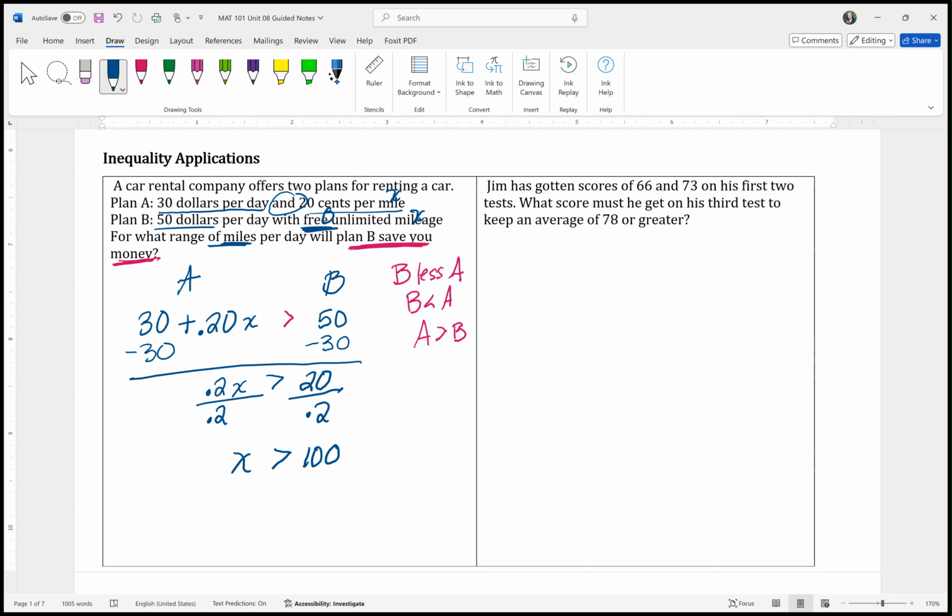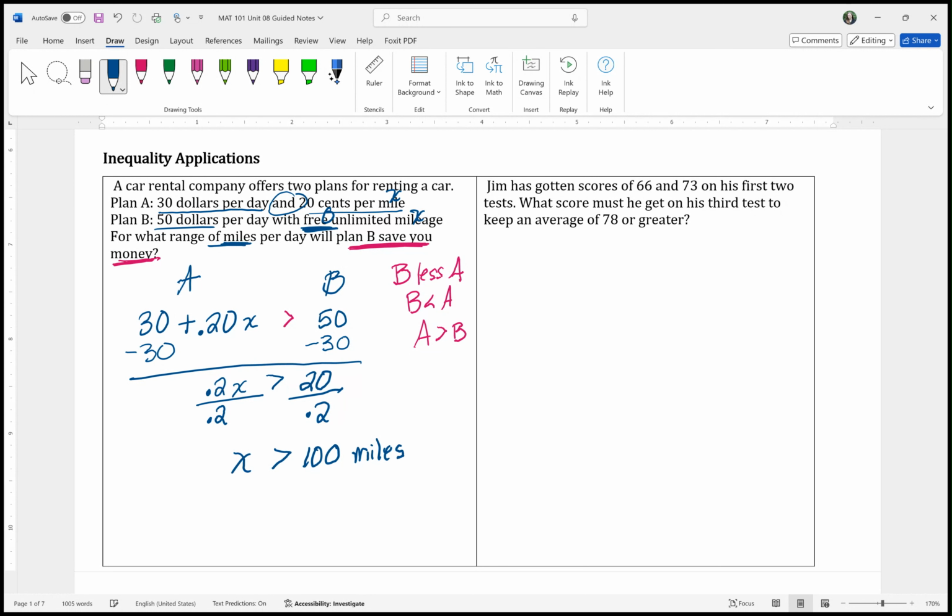I see this a lot, not just in rental car companies, but you've got similar things when you're dealing with cell phone companies. You may have a flat rate, and instead of minutes, you might be charged per data usage or something like that. You get this many gigs as part of your plan, but if you go over it, you're going to be charged this much per gig. So there are applications to real life here with this problem. All right, so our answer there is 100 miles.